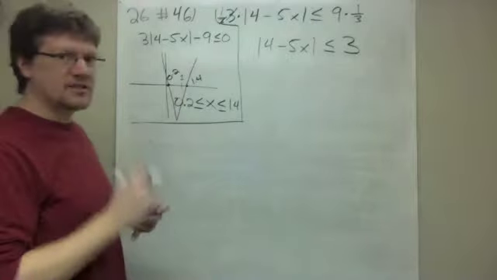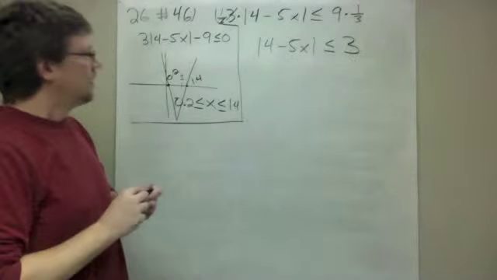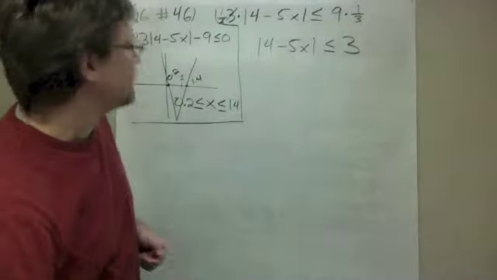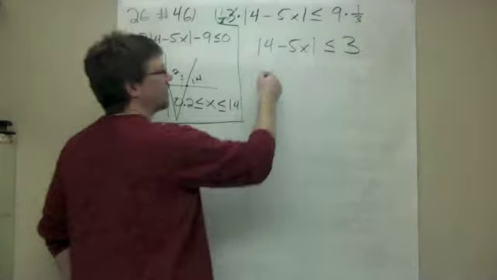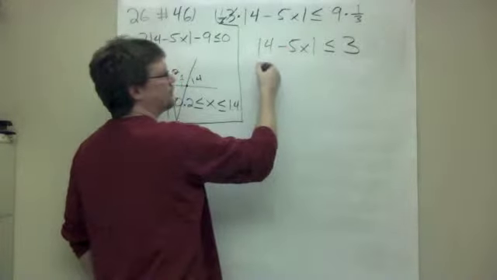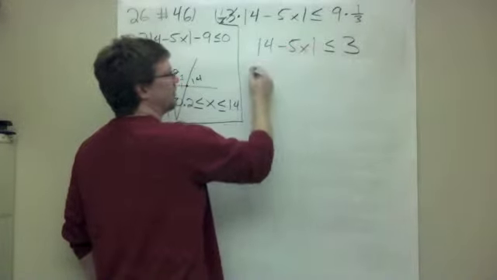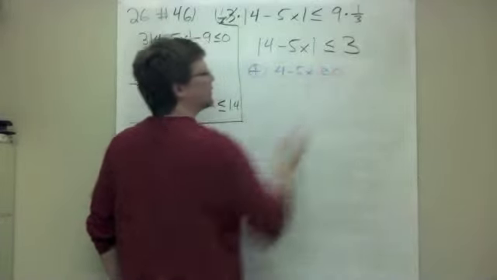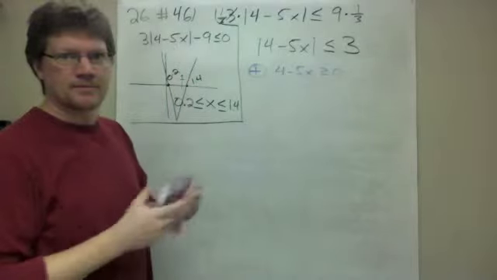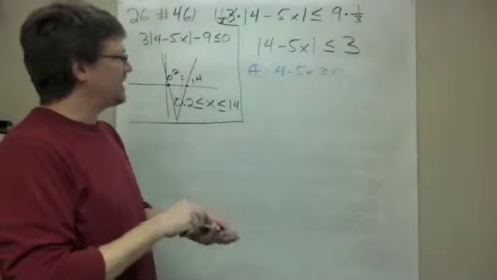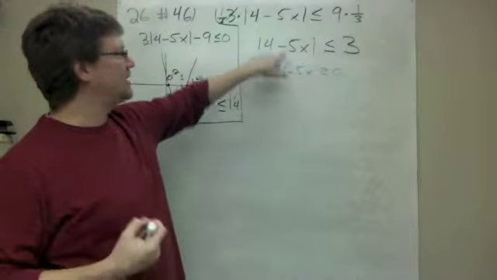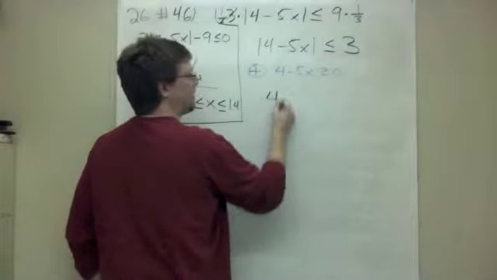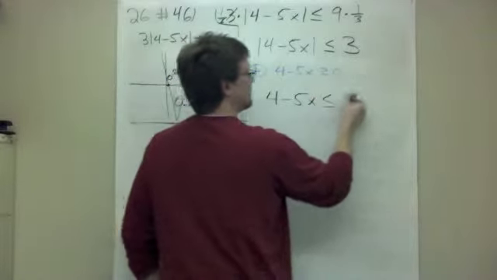All right, so this is the thing that I'm going to work with. I'm going to have a positive and I'm going to have a negative. The positive says that the thing inside is positive, right? So 4 minus 5x is greater than or equal to 0, okay? So that means if we're in that condition, we can just drop our absolute value signs. So we'll get 4 minus 5x is less than or equal to 3.